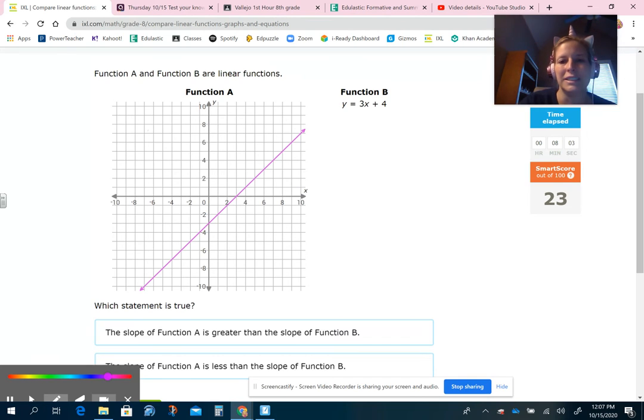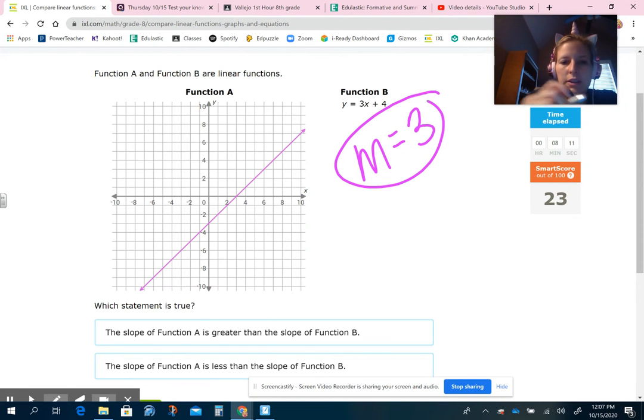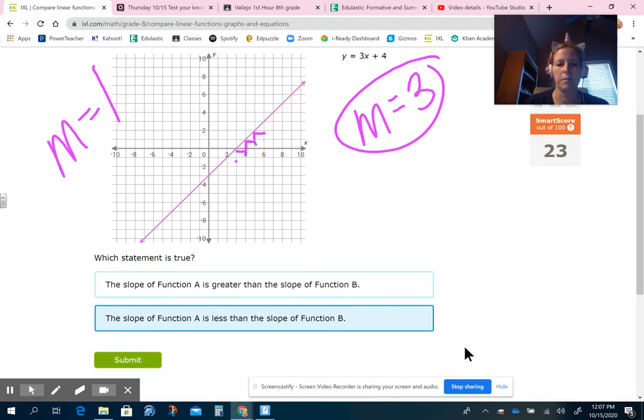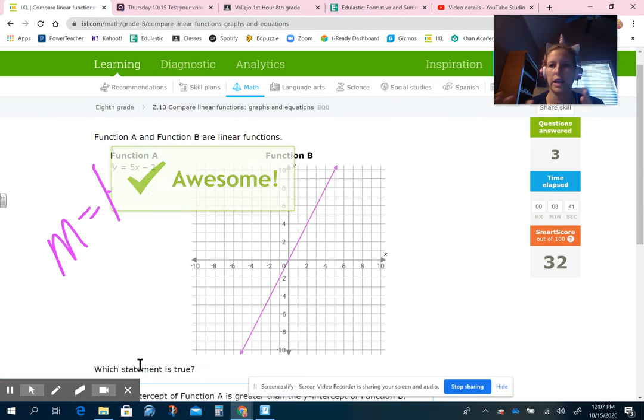Okay, let's see how you did. So for function B, again, our slope is 3. And let's see our rate of change for this one. Do you notice that it goes up 1 over 1, up 1 over 1, up 1 over 1? So your slope for this one is literally just 1. So again, function A is still less than function B. Okay, so this is what this looks like. And so I want y'all to spend just a little time comparing graphs and equations.